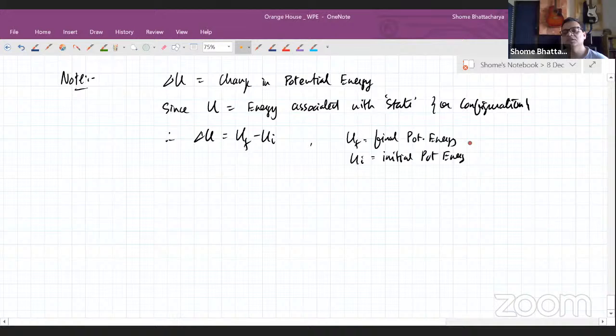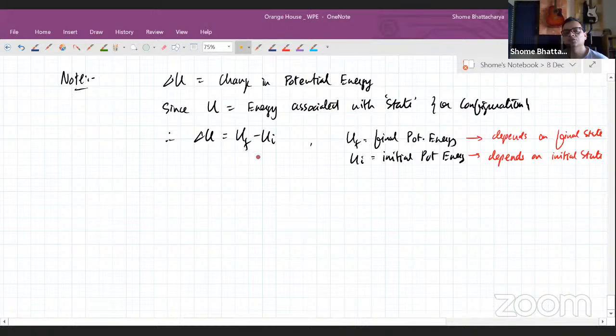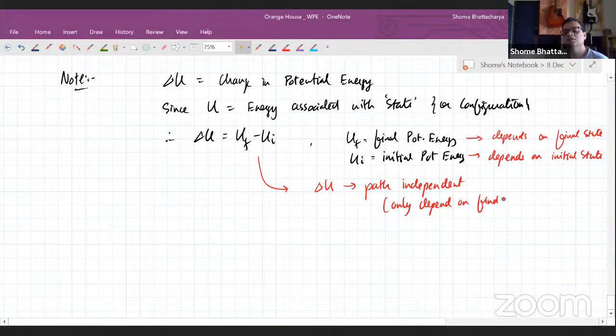So this final potential energy should depend on the final state only. It should not depend on path. And this depends on the initial state. So this shows that delta U should be path independent, should only depend on final and initial state.